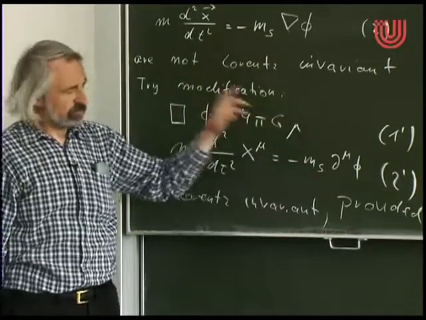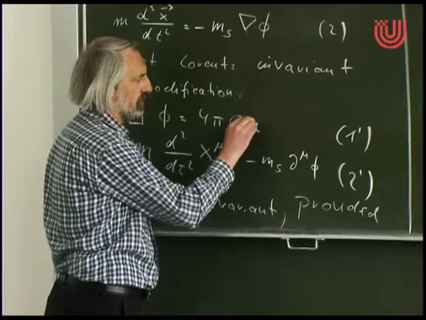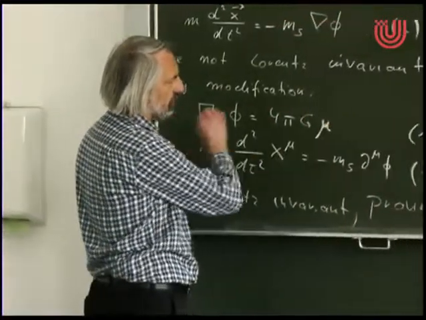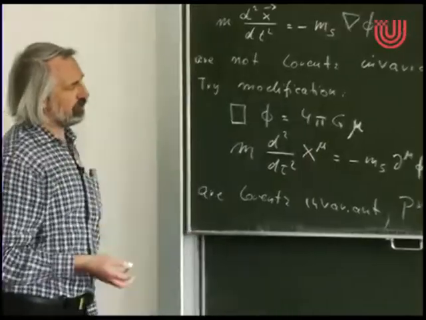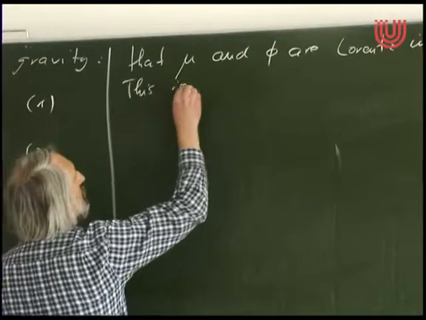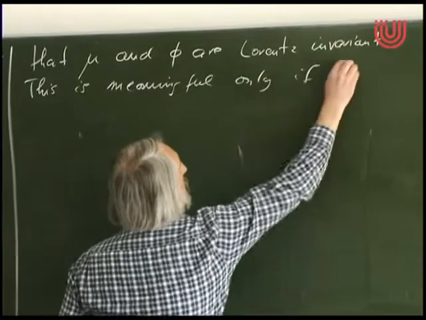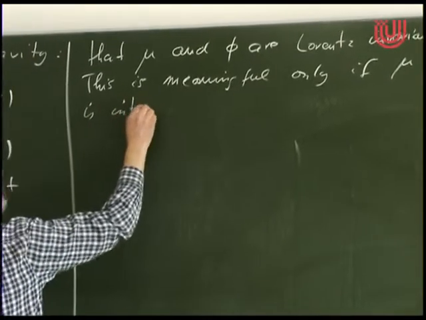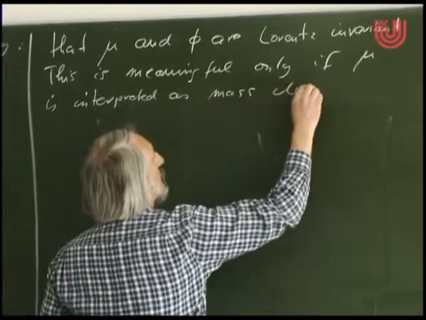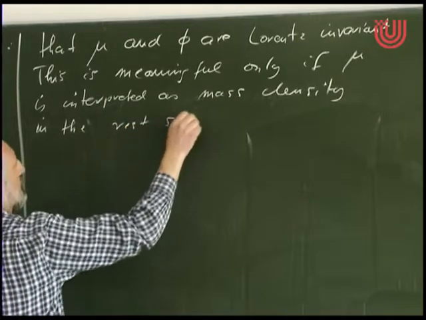So the way out, I think this was the last remark I made in the last lecture, would be to say this is not the mass density in the inertial system, it's always the rest mass density, the mass density in the rest system. This would work. So we say in whatever inertial system we write down this equation, what is standing here is always the mass density in the rest system. So this is meaningful only if mu is interpreted as mass density in the rest system. This obviously is Lorentz invariant.